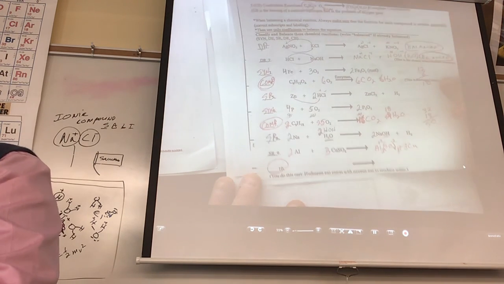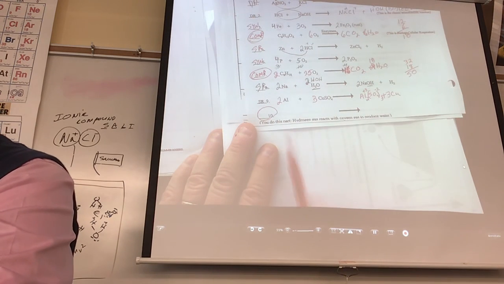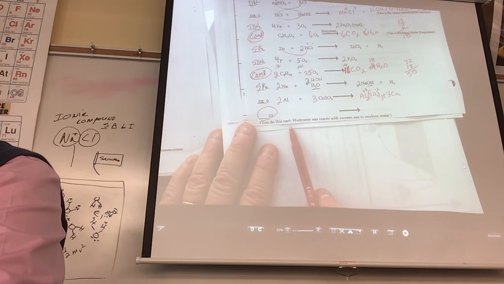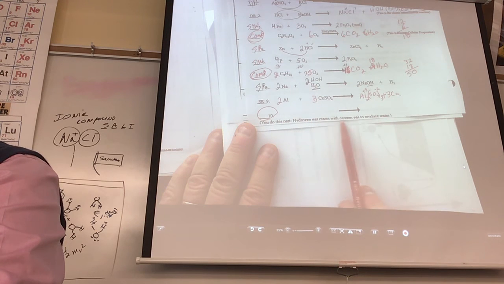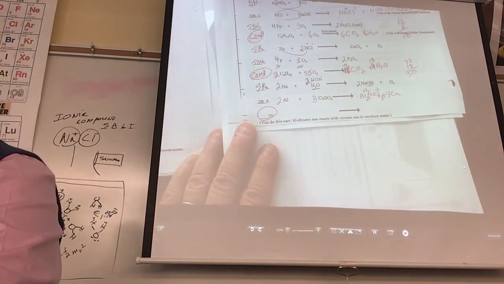All right. The bottom one. Ready? It almost got cut off here. Let's see how smart you are, okay? Hydrogen reacts with oxygen to produce water. Let's see if you can write it all out and balance it.